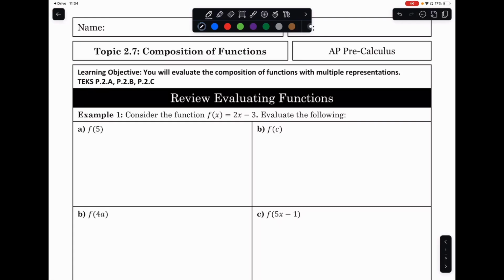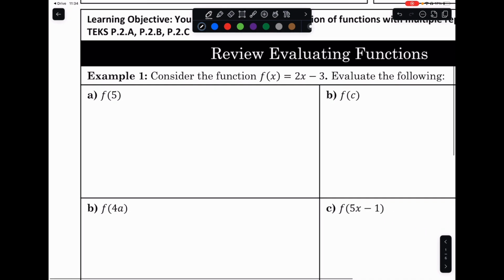Hello class. In lesson 2.7, composition of functions, you're going to evaluate the composition of functions with multiple representations. We'll start by first reviewing how to evaluate a function. So consider that f of x equals 2x minus 3.